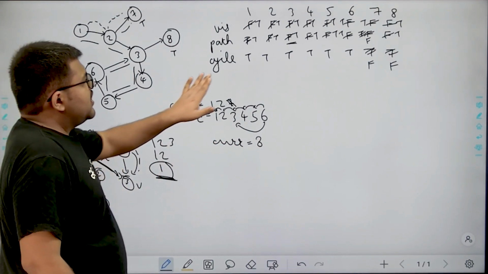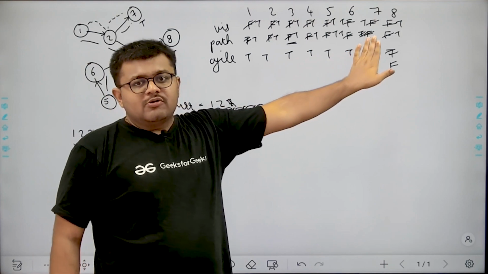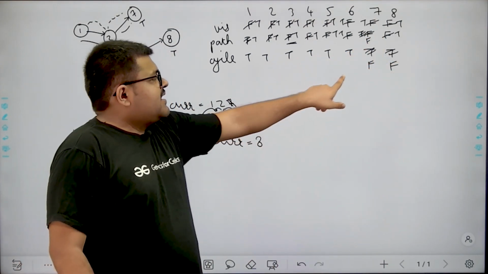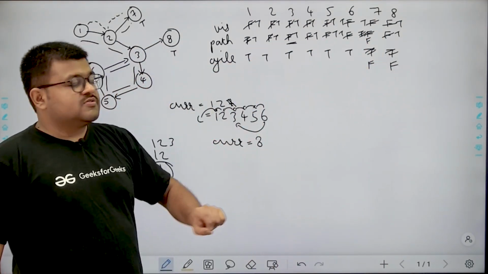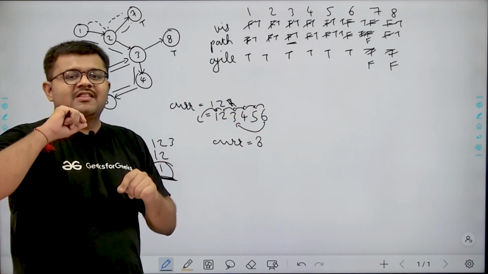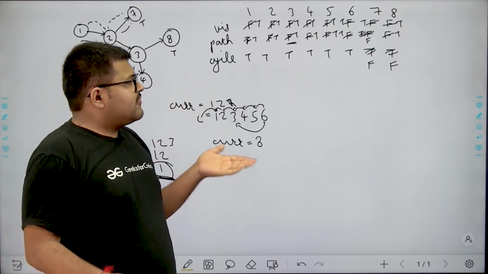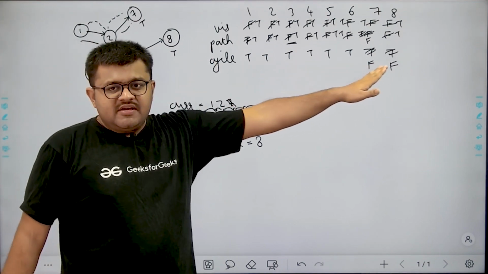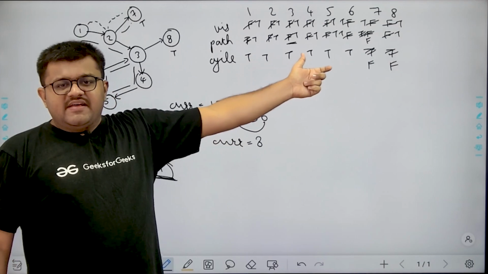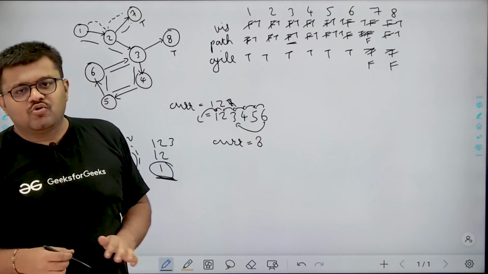So what we concluded, 1, 2, 6 are a part of a cycle or reaching a cyclic node. 7 and 8 are safe nodes because they are not a part of any cycle and they are neither reaching any cycle. So now what we will do, we will simply traverse the array, and whenever cycle of i is false, that is a safe node, we will add it to our answer.